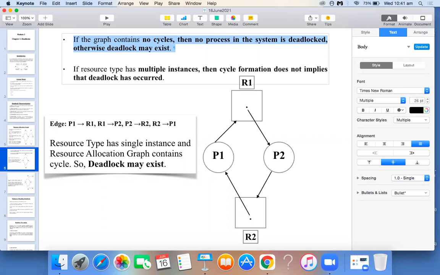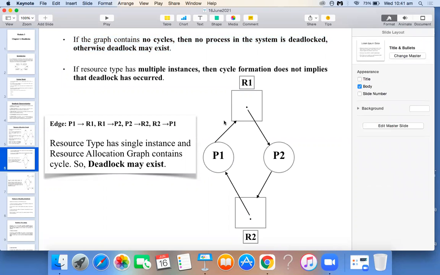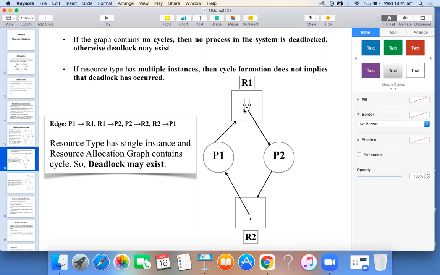Okay, so there is no chance of deadlock occurrence. Clear? Okay, so you'll notice what this particular diagram says. There are two resources present and there are two processes present. And we have only one instance present in each resource, correct? Resource R1 is also having only one instance because there is only one dot present. Can you see? Similarly, resource R2 also contains only one instance.